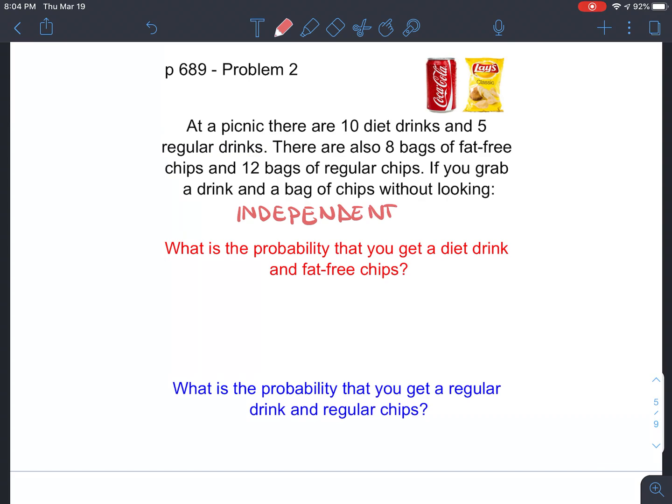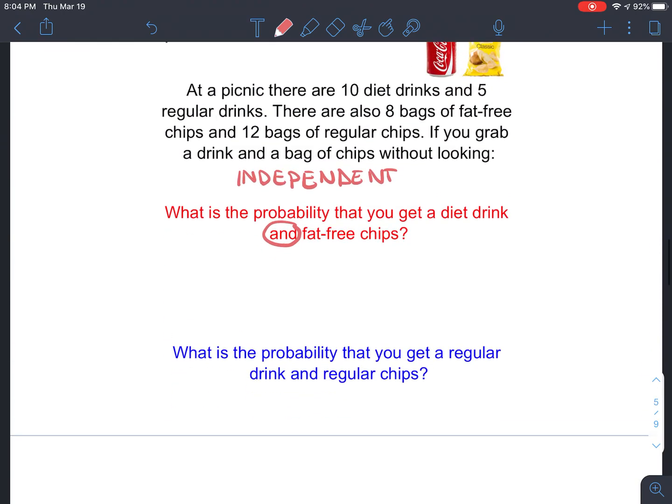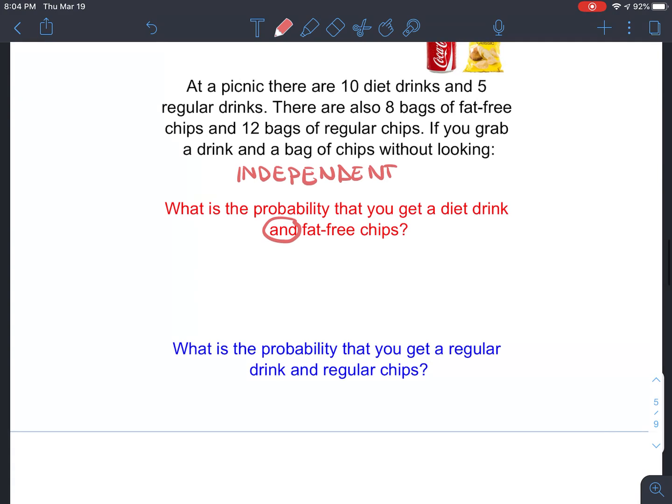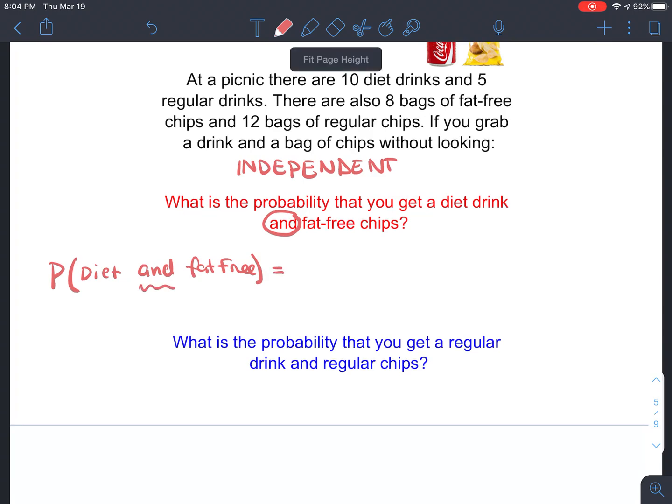Which means that if this is an AND equation, which it is because we see the word AND, we can use this formula above. So what we're looking for is the probability that you get a diet drink and fat-free chips. Okay, so we're looking for the probability of diet and fat-free. So remember, AND means multiply, so we want the probability of diet times the probability of fat-free.